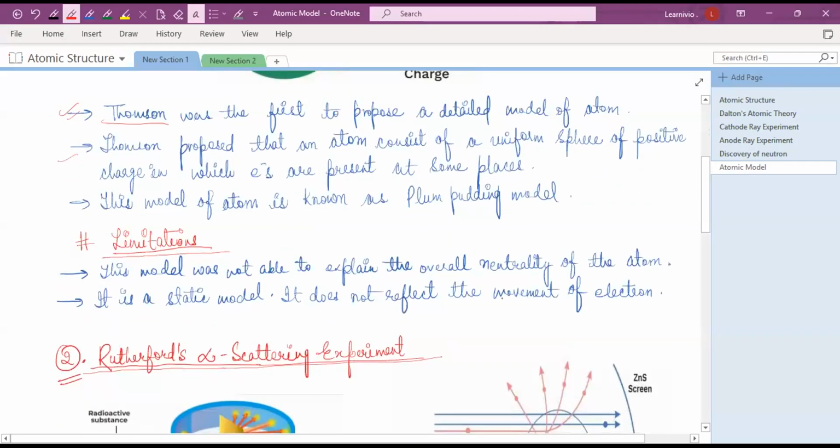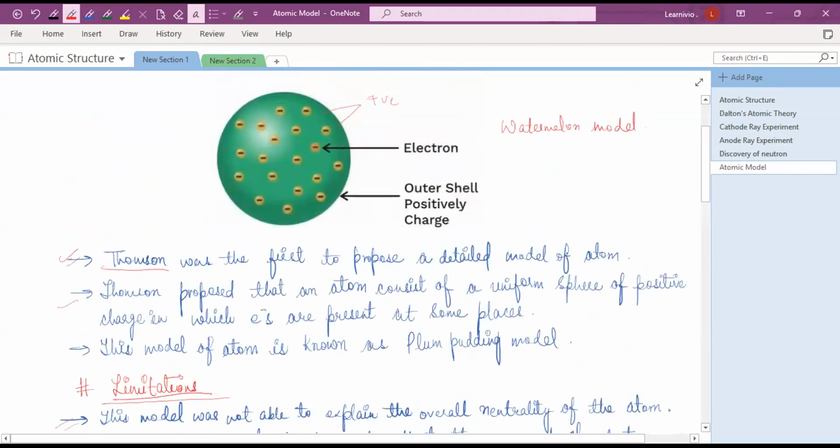Now see, what are the limitations? The limitations of this model were that it was not able to explain the overall neutrality of the atom, right? Nobody could explain the overall neutrality with this model. And this model is a static model, meaning it doesn't reflect the movement of electrons. He said nothing about the movement of electrons. It is a static model.